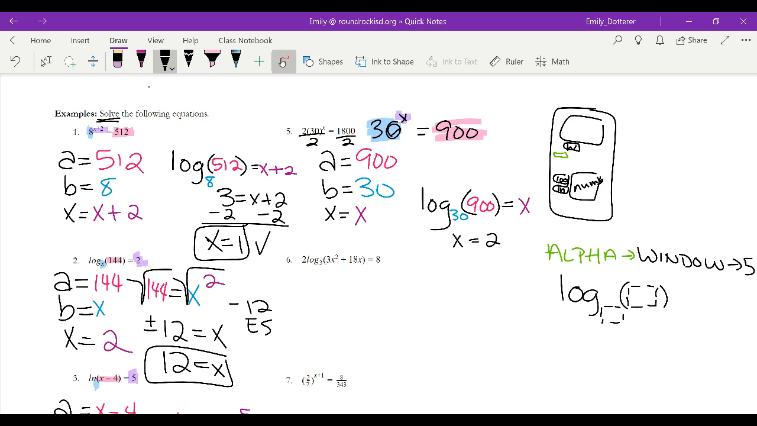x equals 2, plug it back in to check. So 2 parentheses 30, close parentheses, to the second power is indeed 1800. So that one's good to go.